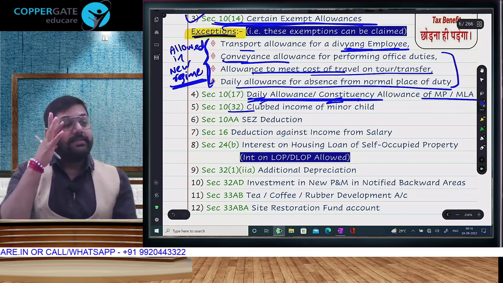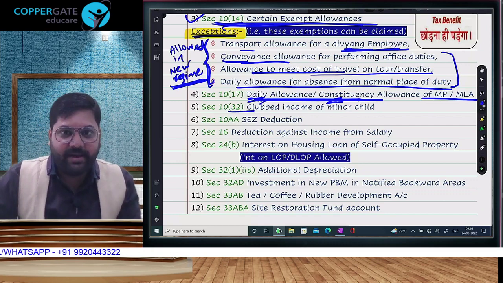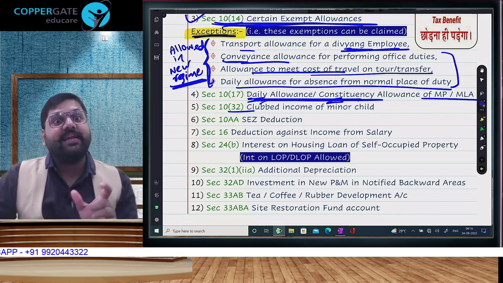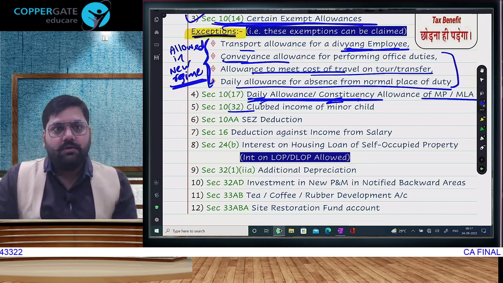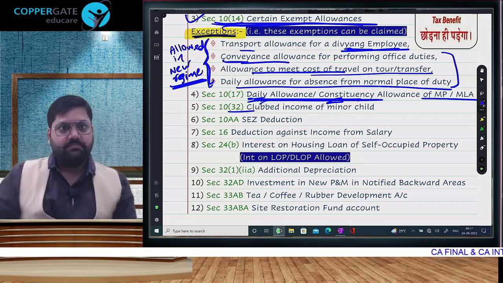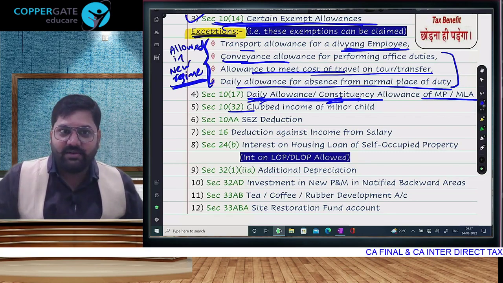Next, section 10(32). Whenever there is a minor child, the income will be clubbed in the hands of the parent. From that there is an exemption: actual income or 1,500, whichever is lower. So are we reducing our income? Allowed in old regime, not allowed in new regime. Are you able to understand this now?